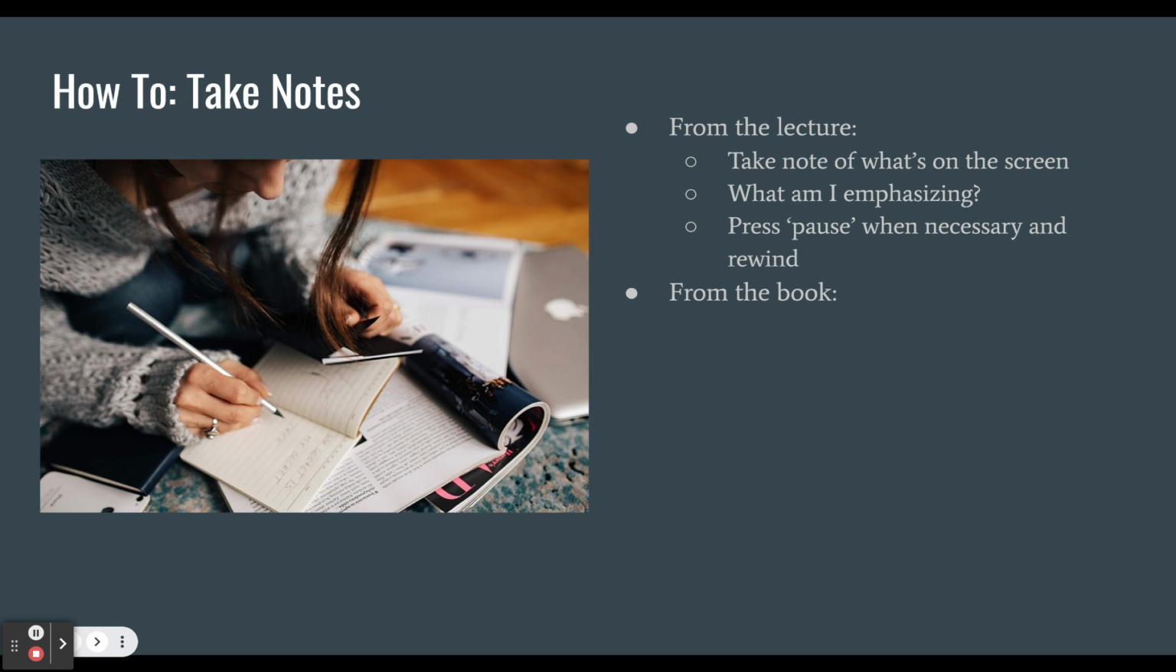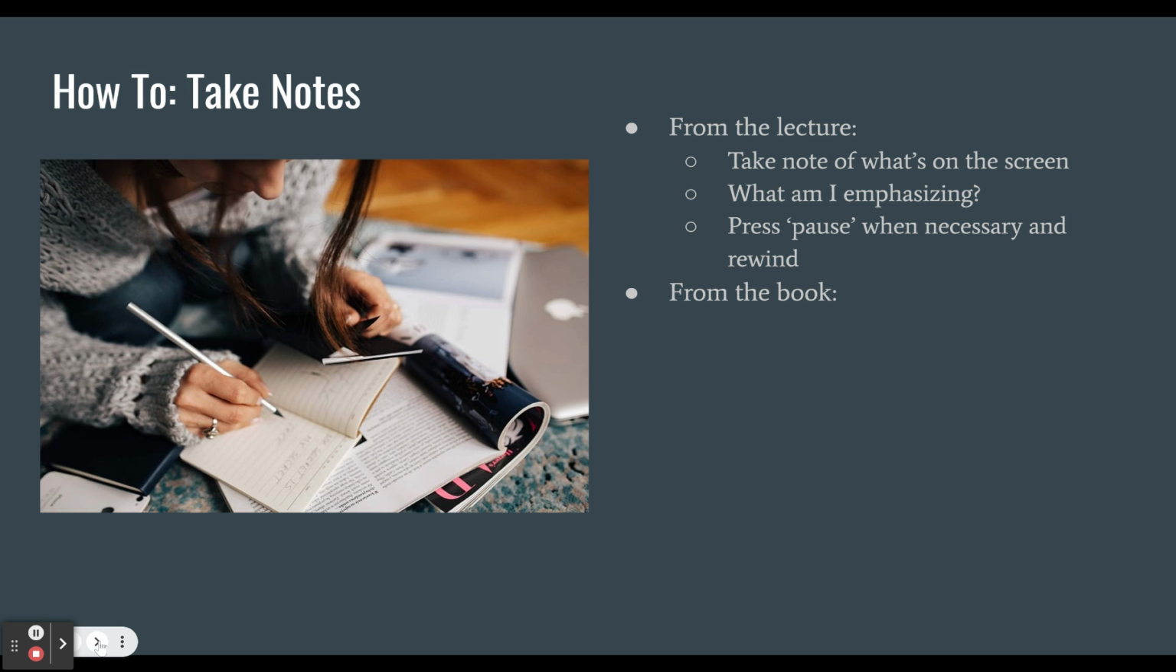Now, from the book, yes, you have to have the book. The book is a requirement for a couple of reasons. One, all of your assignments come from the book, so you're going to need it for homework. But two, and probably most importantly, the book complements the lecture and the lecture complements the book. So I'm working hand in hand with the book.